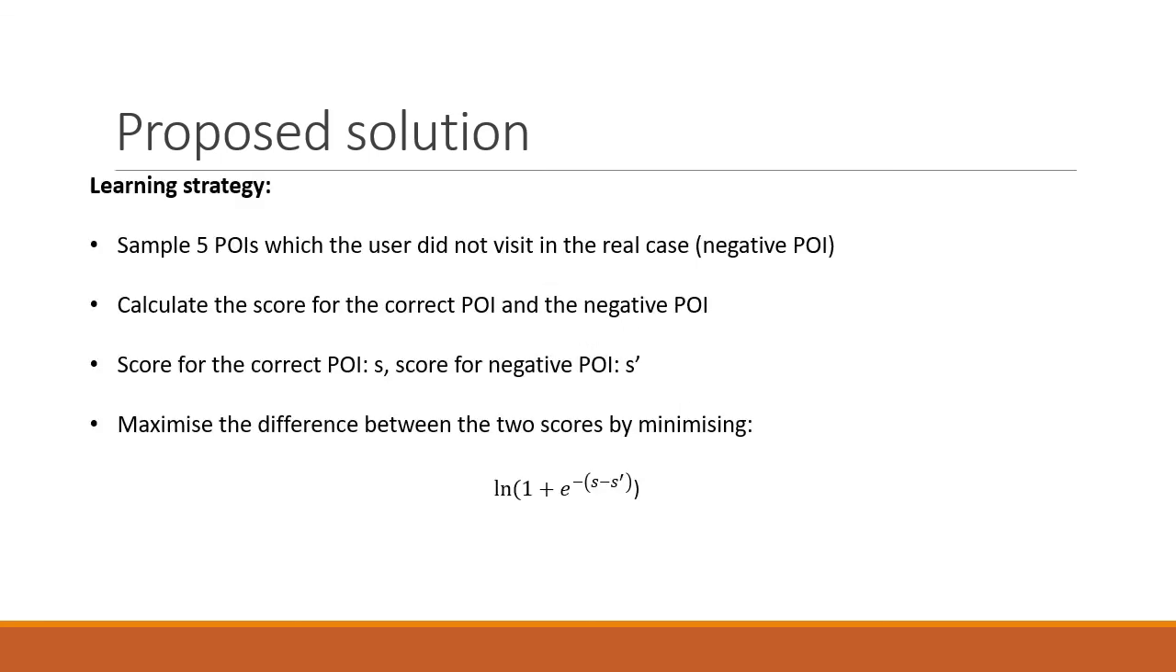For the model training, we sampled 5 POIs which the user did not visit in the real case. We call them negative POIs. We calculate the score for the correct POI as S and the negative POI as S prime. We then make the scores for the correct and negative POIs as different as possible by minimizing the formula below.